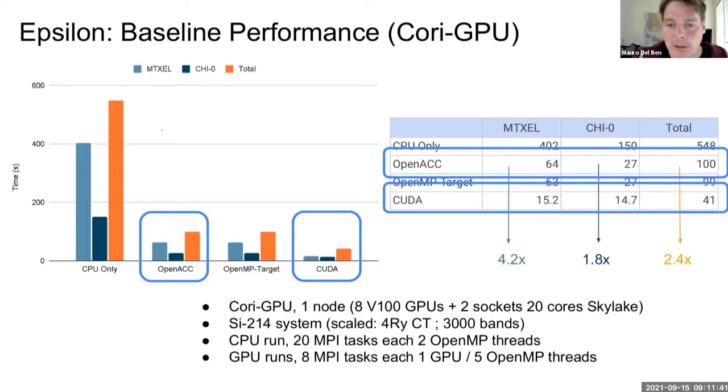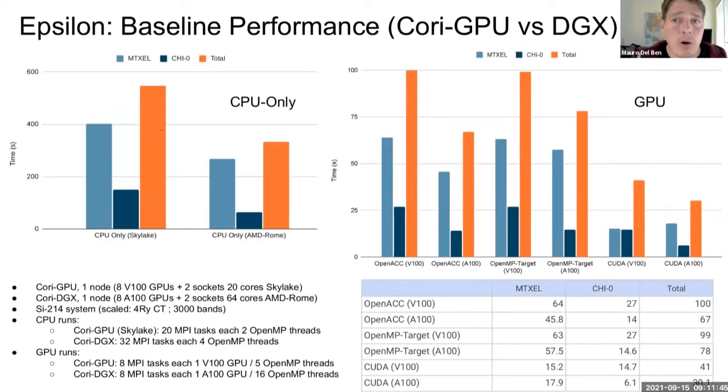by optimizing the ARP. Now, we also collected some data on the DGX node on Cori, which is more similar in terms of hardware to the next generation, the newest supercomputer at NERSC, which is Perlmutter. The main difference is essentially the CPU is Skylake versus AMD Rome. And instead of having 8 V100 per node, on DGX we have 8 A100 per node.